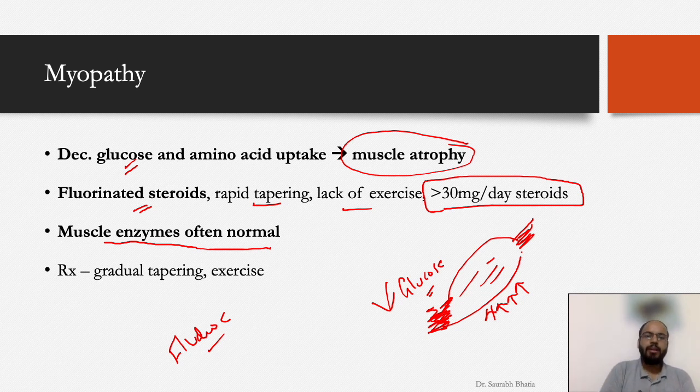Okay. So you have to find out whether the muscle damage is because of steroids or because of disease. The muscle enzymes will be raised if it is because of disease. It will be normal, or more often normal, when steroids are the culprit. Treatment is gradual and slow tapering of steroids, and subsequently ask the patient to do exercises so that the muscle regains its strength. They're able to uptake more glucose and amino acids. Clear?